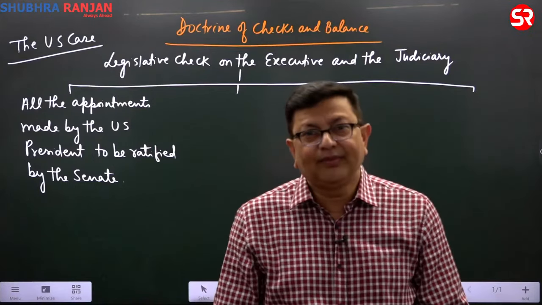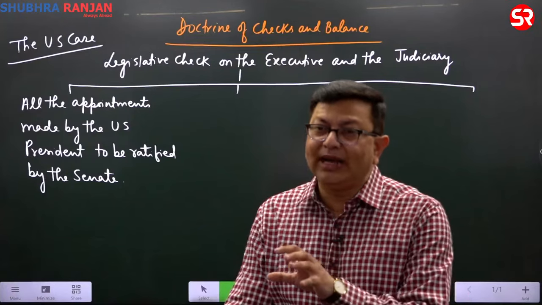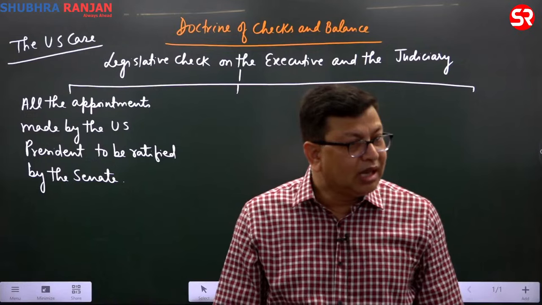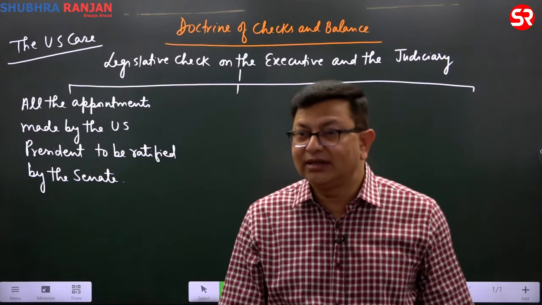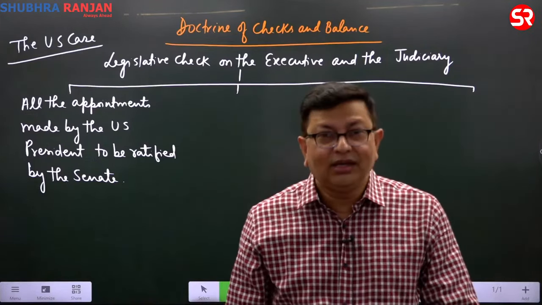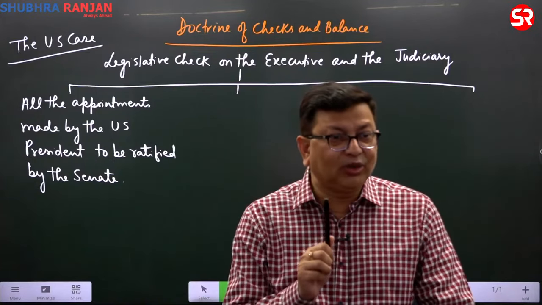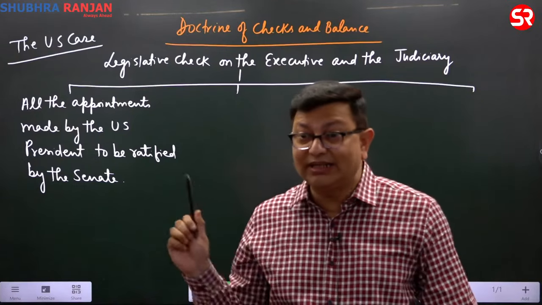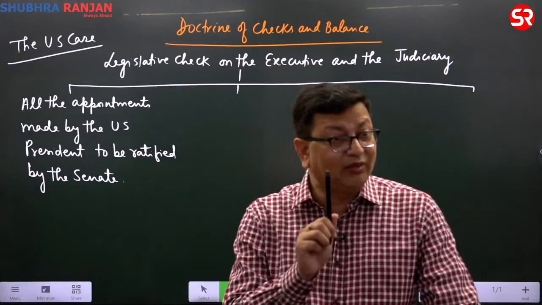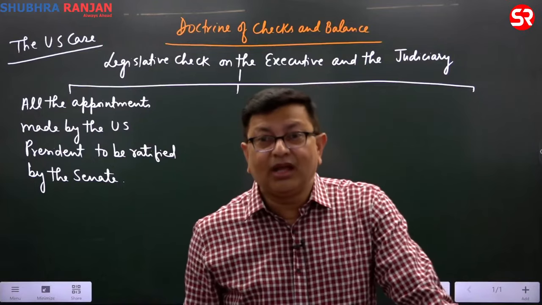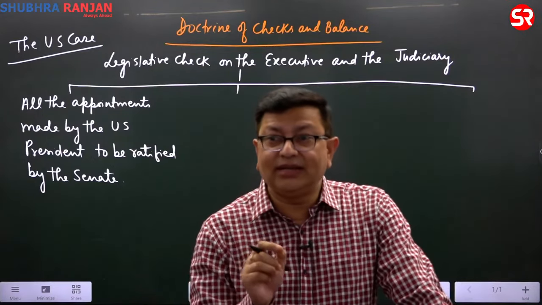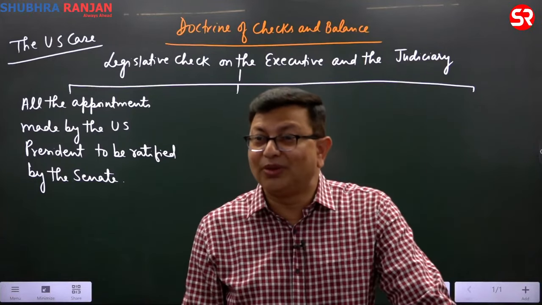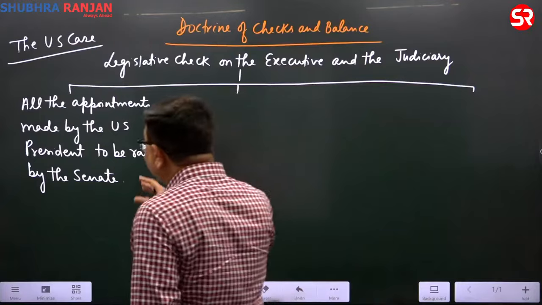Not only this, even if the judges are to be appointed, the judges in the US Supreme Court, after the name is finalized by the US President, the name will be referred to the Senate, not the Congress. Congress means both the houses, only the Senate means only the one house, Senate. And only after the approval of the Senate, the person will be appointed as a judge of the US Supreme Court. So it is not arbitrary.